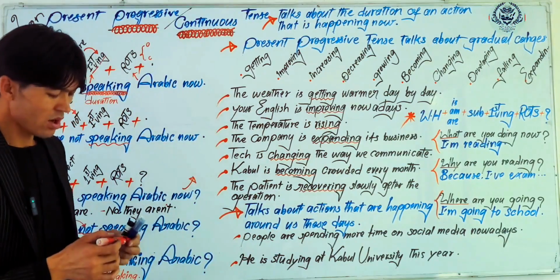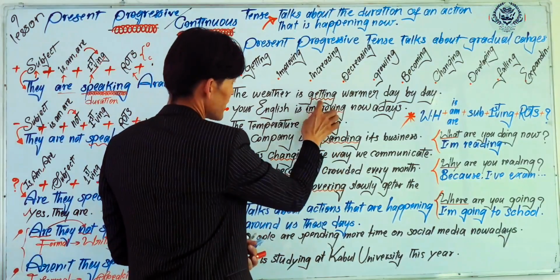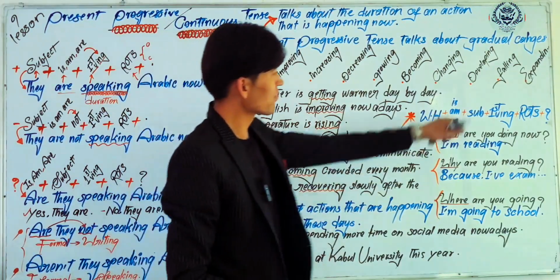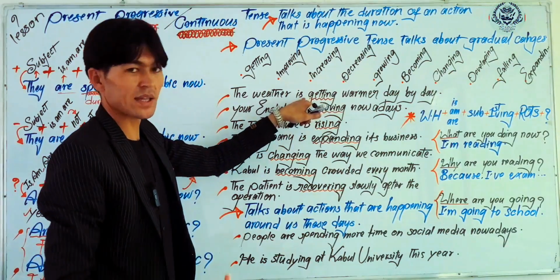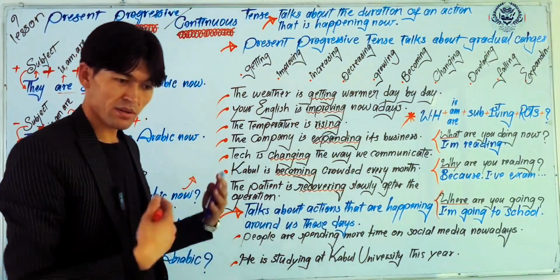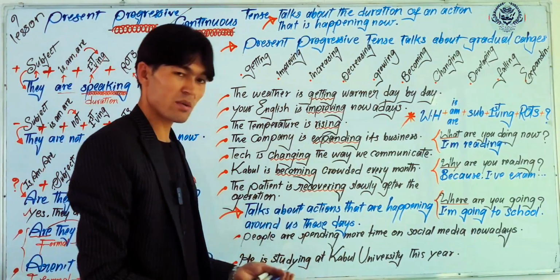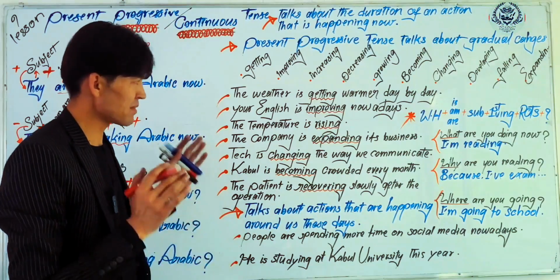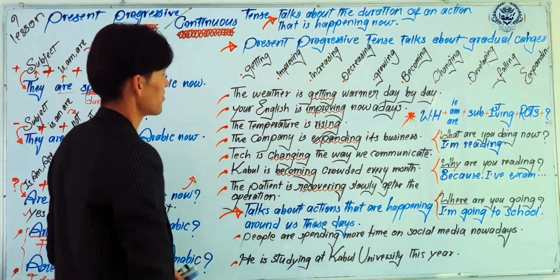ترجمه جمله چی میشه؟ آب و هوا میگه روز به روز گرم شده میره. Now here the verb getting it talks about gradual changes. فعل getting در مورد تغییر تدریجی گفته میشه. This is present continuous tense. It talks about gradual changes that the weather is just getting warmer day by day, not immediately. This action happens by the elapsing of the time.